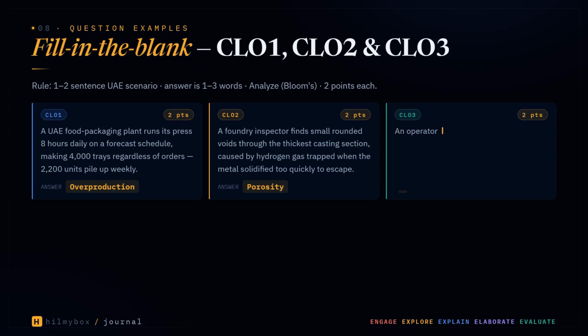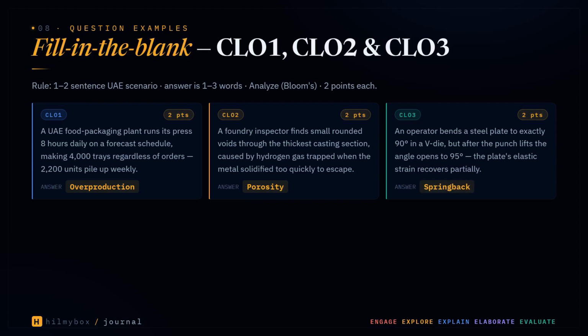CLO 2, a foundry inspector finds small rounded voids through the thickest casting section, caused by hydrogen gas trapped when the metal solidified too quickly to escape. The answer, porosity. CLO 3, an operator bends a steel plate to exactly 90 degrees in a V-die, but after the punch lifts, the angle opens to 95 degrees as the plate's elastic strain partially recovers.